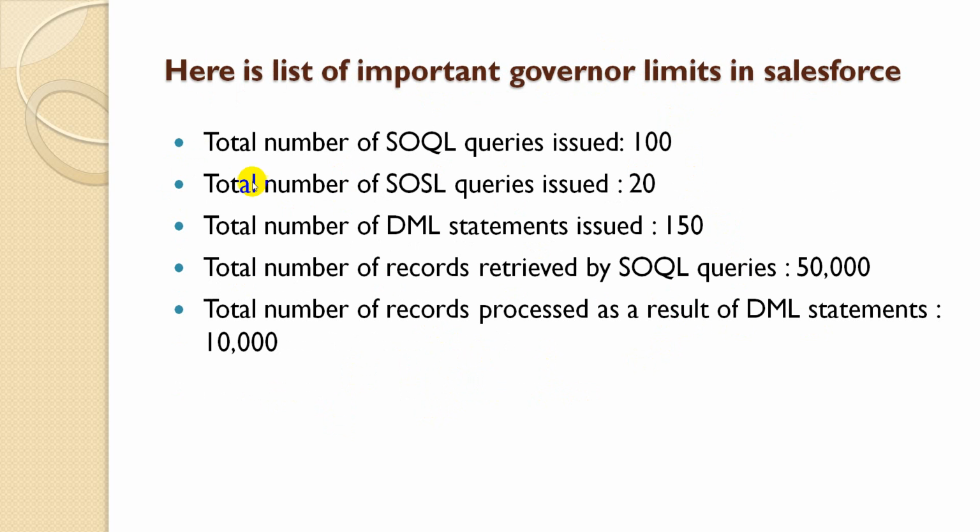The total number of SOQL queries issued is 100 at one time. The total number of SOSL queries issued is 20. The total number of DML statements issued is 150. The total number of records retrieved by SOQL queries is 50,000. The total number of records processed as a result of DML statements is 10,000.